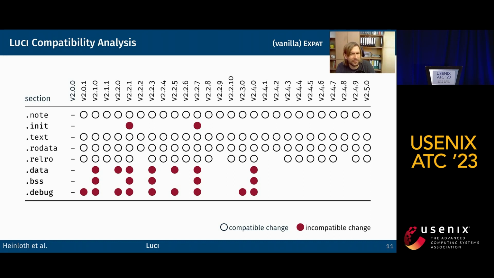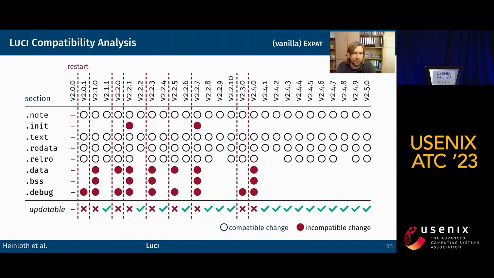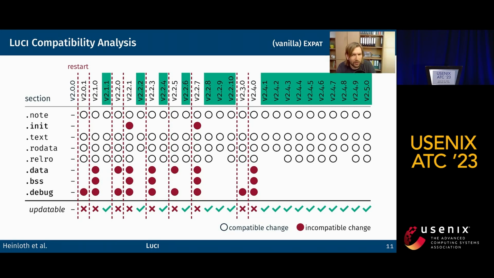However, on 2 occasions only DWARF has a red dot. This is due to changed record types. Here only new enumeration values have been added, but Luci is rather pessimistic and still marks it as incompatible. And if there is at least one incompatible section in a release, Luci won't perform an update. This means for updating all releases consecutively, we would have to manually restart 9 times. However, for the majority of the releases, 17 in total, the Luci approach could perform the updates automatically.